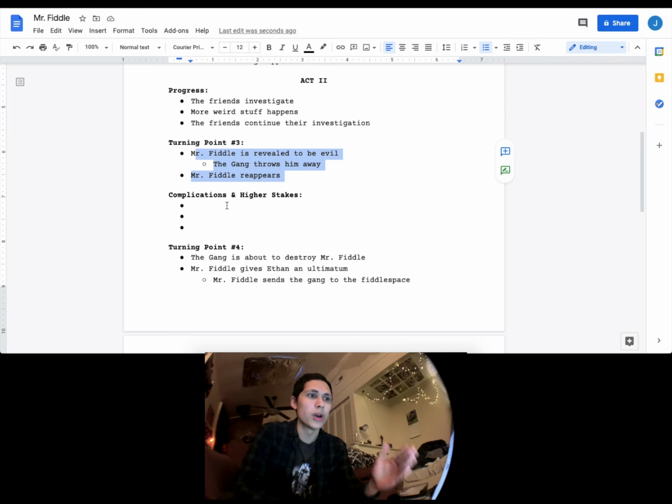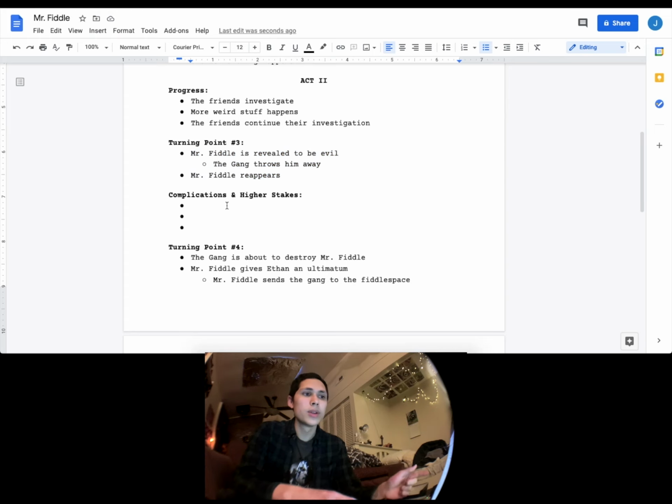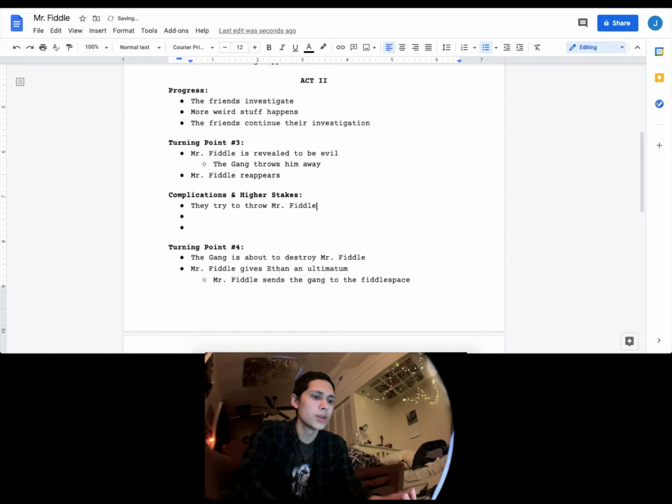That's Act 3. Or I'm sorry, that's the midpoint. They're like, oh, Mr. Fiddle's evil. Now, the next stage is we've got to get rid of Mr. Fiddle. So they try to throw Mr. Fiddle away, but he keeps coming back.